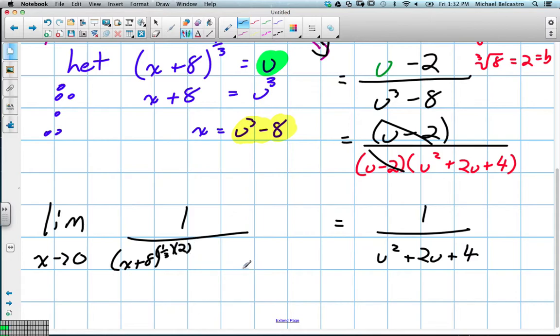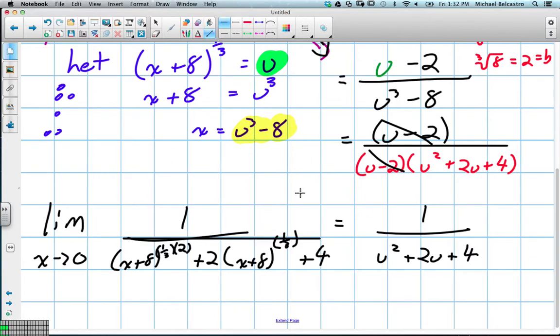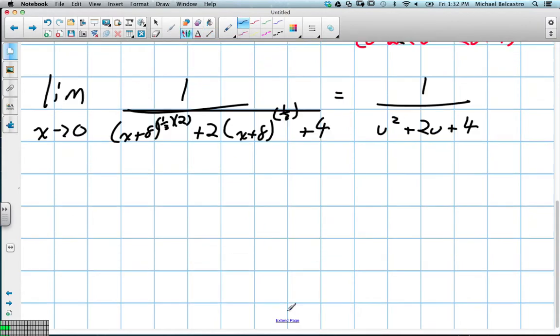So you have to remember your exponent rules when going through this part. Plus 2 times x plus 8 to the one third, plus the value of 4. And we're going to write this a little more clearly on the bottom. So let's come down again.